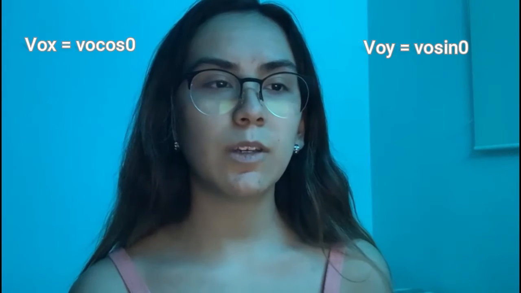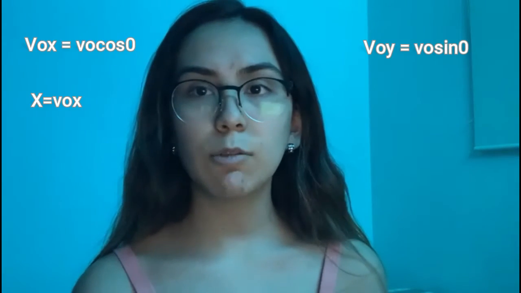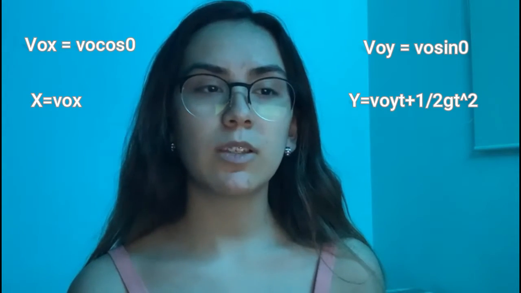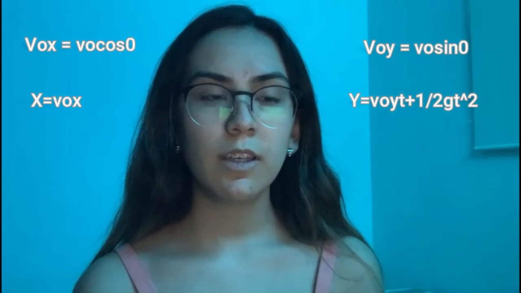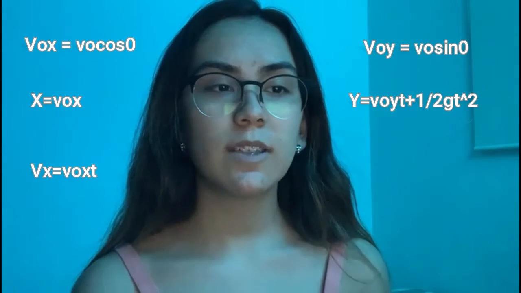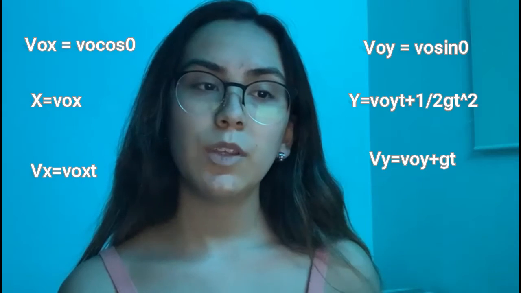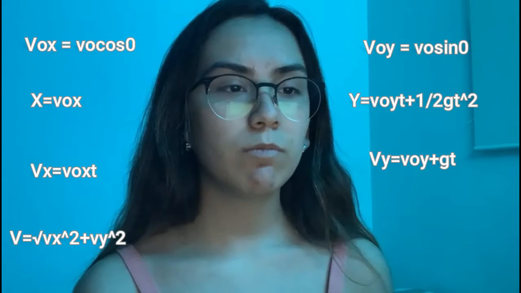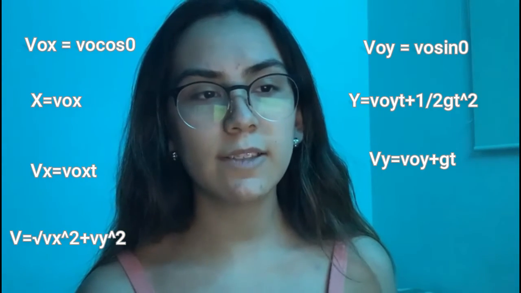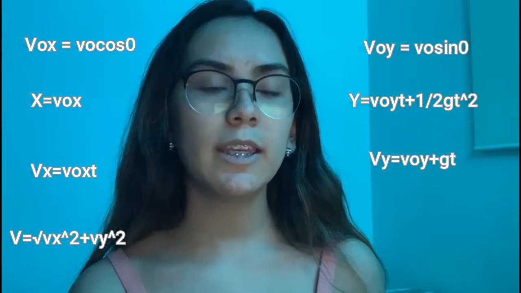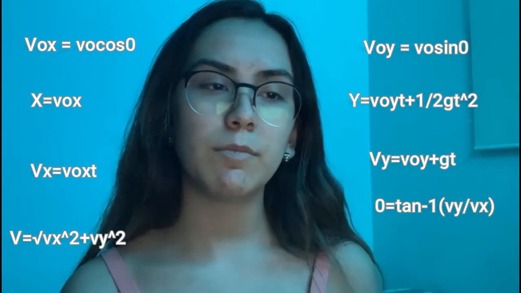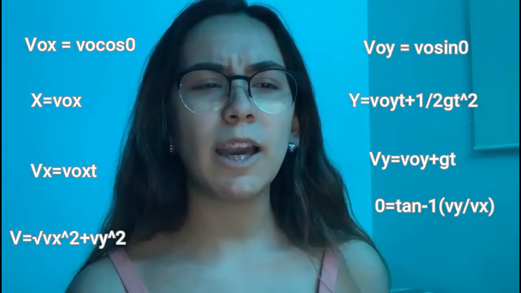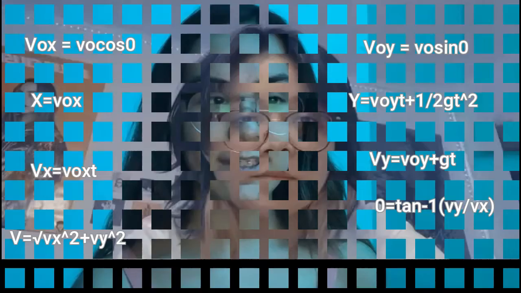Voy equals VO sin theta, X equals VOX times T, Y equals VOY T plus 1/2 GT squared, Vx equals VOX, Vy equals VOY plus GT, VO equals the square root of Vx squared plus Vy squared, and theta equals tan to the minus 1 of Vy divided by Vx.